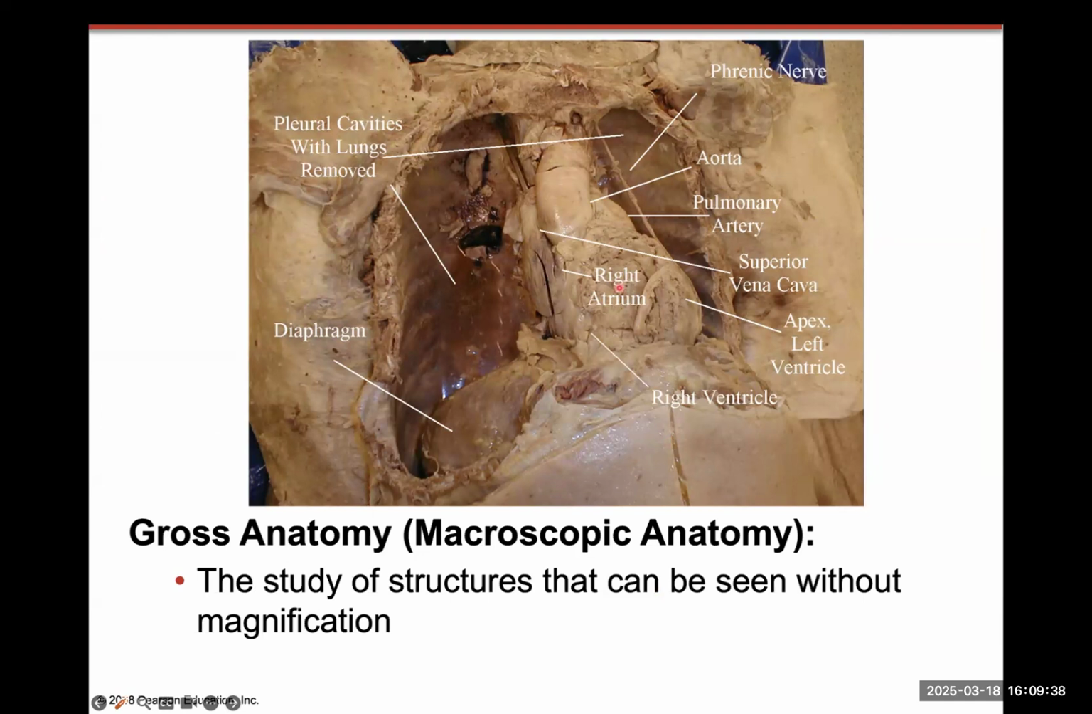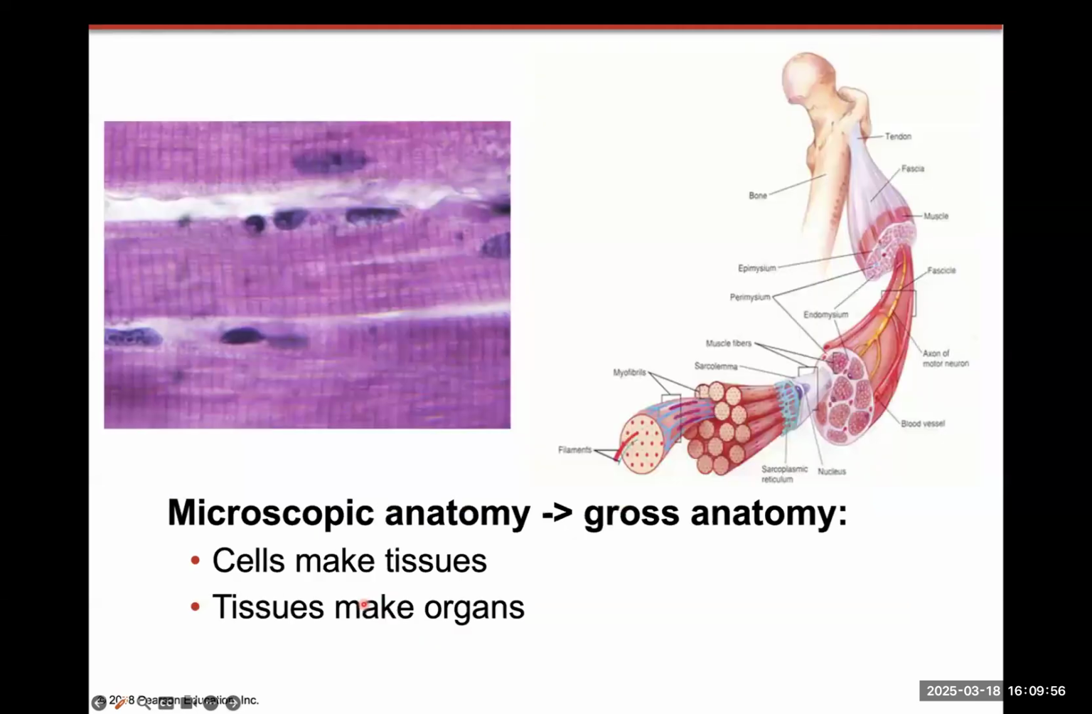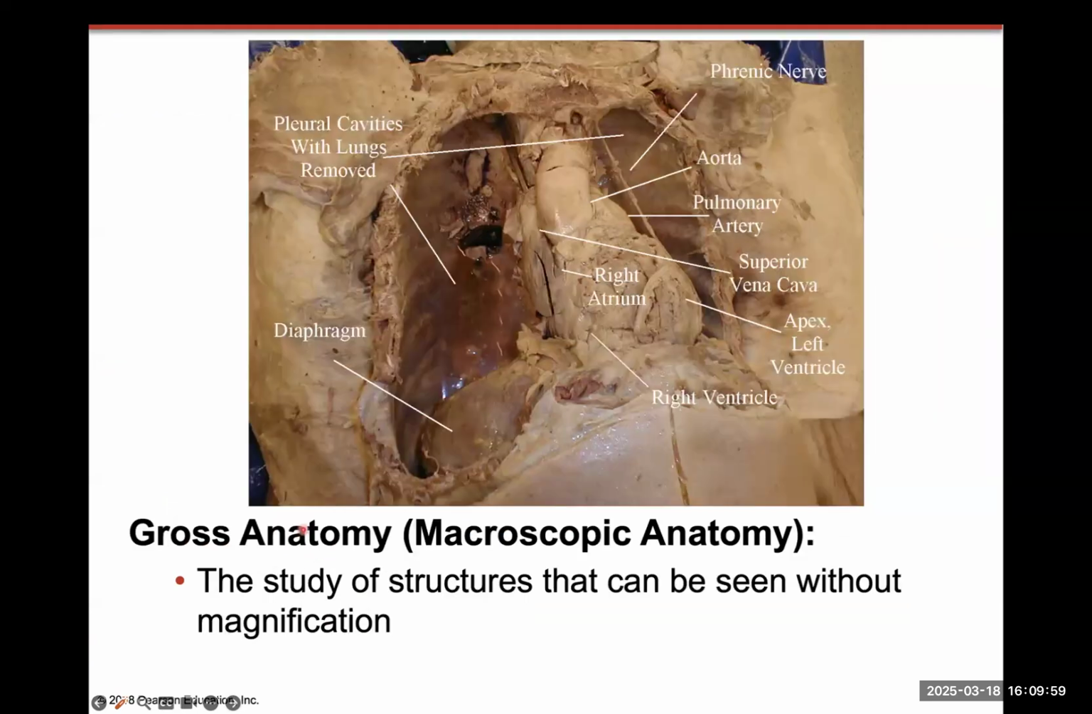Whatever you can see with the naked eye, that can be seen without magnification, that is called gross anatomy. Whatever you can't see with the naked eye, when it's maybe too small to see, that's microscopic anatomy. Microscopic means small. Macroscopic means big, means you can see it with your naked eye. A microscope is something we use to look at smaller cells that we cannot see with the naked eye.